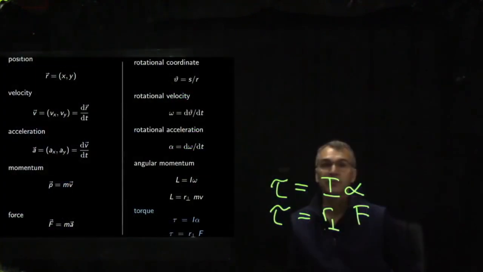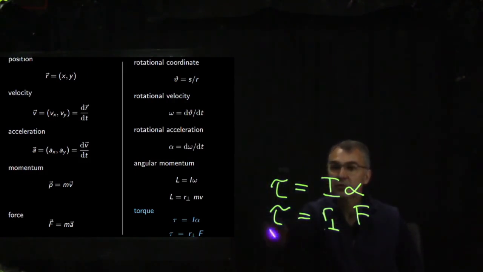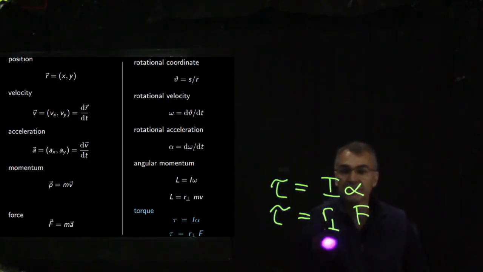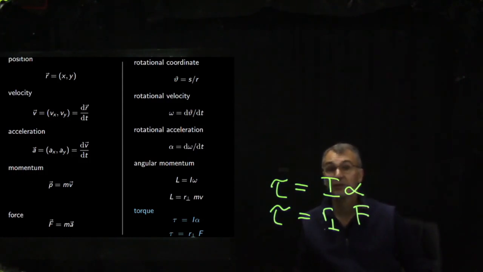We've been building up for a couple of weeks now this table of correspondence between what we learned about motion in a line or in a plane and what we're now learning about motion in a circle or about rotation. And so we now add the definition of torque. The effect of torque is to produce a rotational acceleration which is proportional to the torque and inversely proportional to the rotational inertia. And the way we produce a torque is to apply a force whose line of action passes some perpendicular distance, some lever arm, from the axis of rotation or hypothetical axis of rotation.